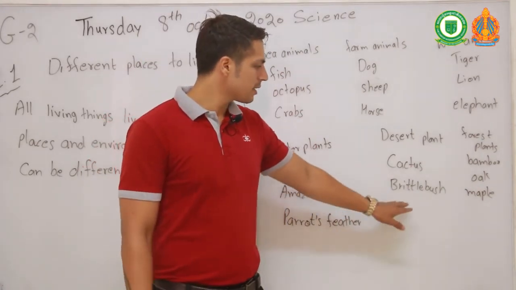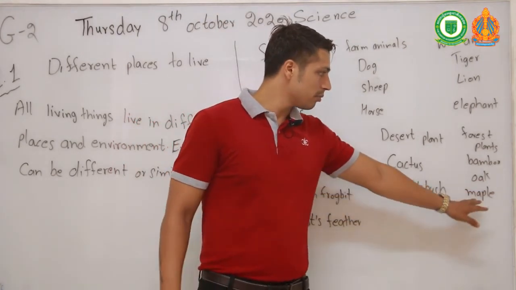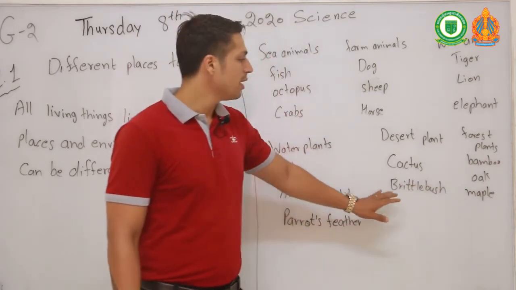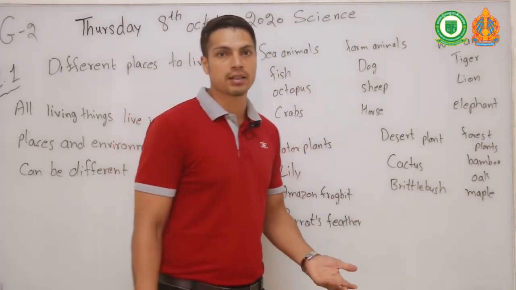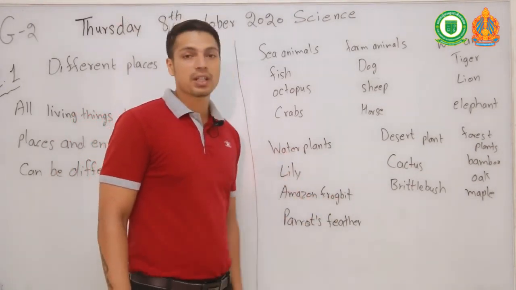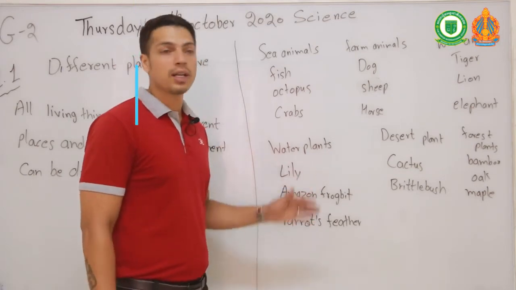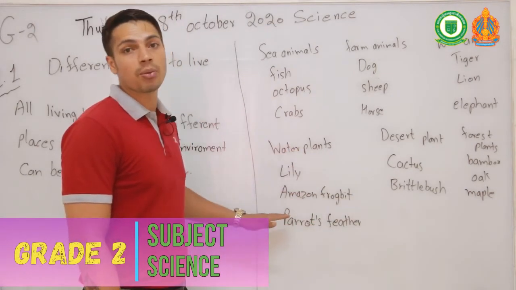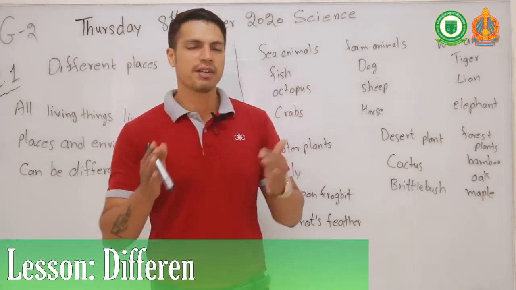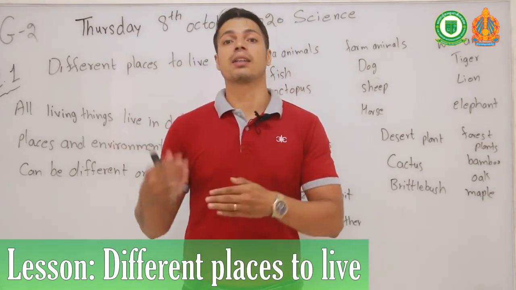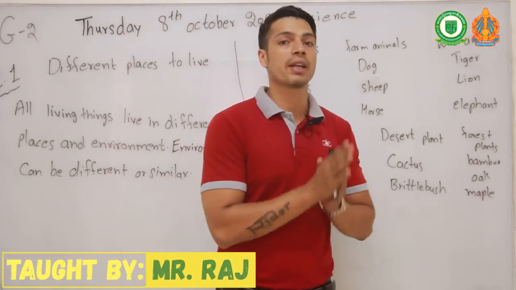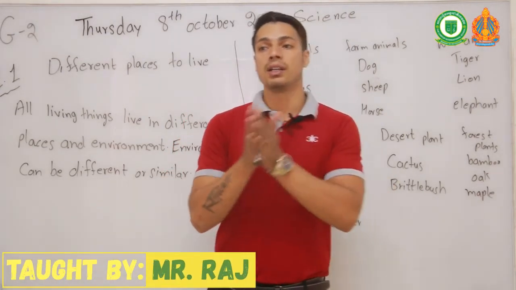Desert plants are like cactus and brittle bush. Forest plants like bamboo and oak cannot survive in the desert, they will not grow big there. And water plants, like lily, Amazon frogbait and parrot's feather, can grow without soil in the water, but a cactus cannot grow inside the water. So the main point here is we all need different places, but we need the right environment to survive. It's all about surviving in a place that is ideal for living things.